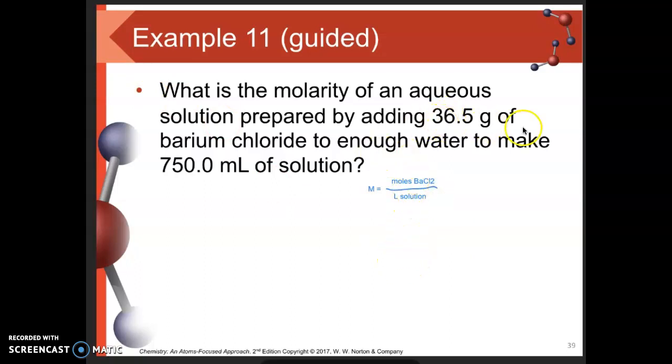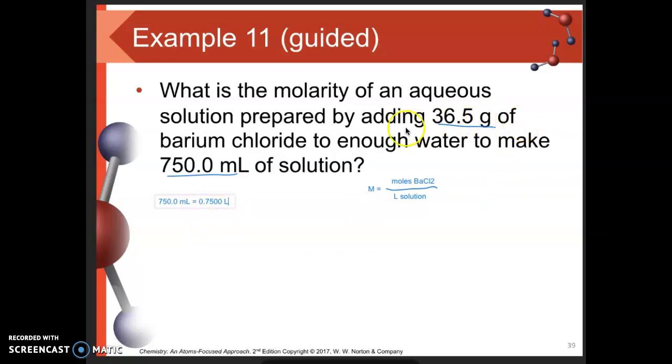Now, I don't have either of those values at this point. I have a mass of barium chloride, and I have a volume in milliliters of solution. Well, one of those is pretty easily fixed. 750.0 milliliters is equal to 0.7500 liters. And that's just a simple metric conversion. If you can't slide that decimal in your head, know that there are 1,000 milliliters in a liter. And so if I divide this number by 1,000, that's how I get the 0.75.